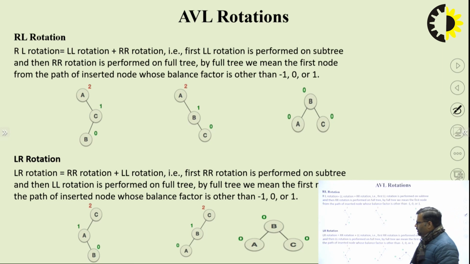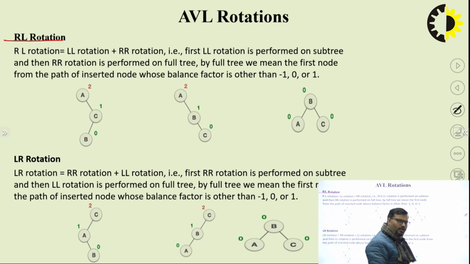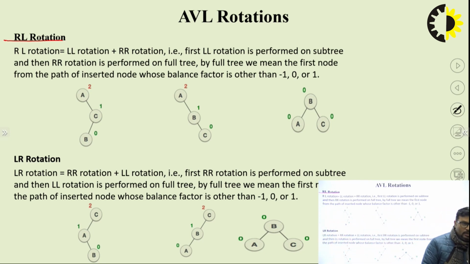Next, left rotation, right rotation, then RL rotation and LR rotation. Third point, RL rotation. RL rotation is equal to LL rotation plus RR rotation. Like in examples, first you perform LL rotation on a subtree and then RR rotation on the full tree.